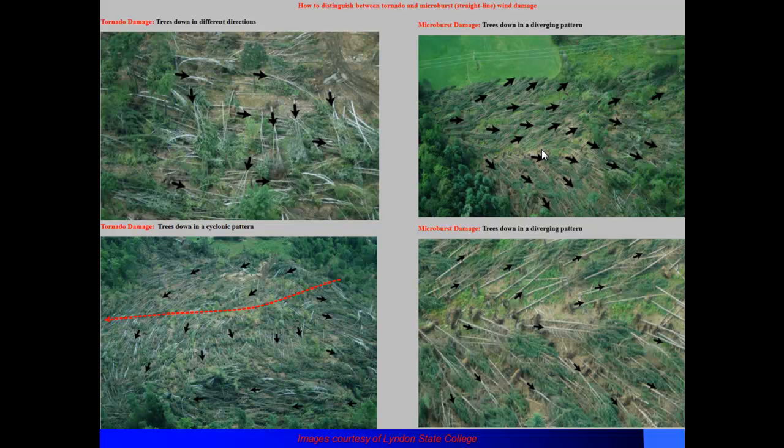Again, with microburst damage, the damage is going to be in a diverging or divergent pattern, basically a fanning out in all directions of the trees or debris or whatever's being damaged. So you could definitely see a distinct difference between the tornadic damage and the downburst or microburst damage.